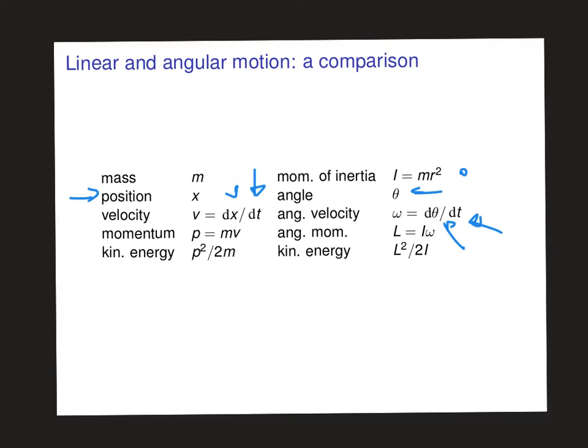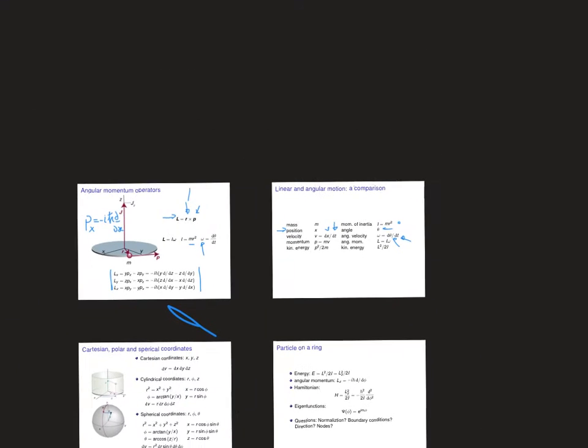Kinetic energy, p squared divided by 2m. Kinetic energy, L squared divided by 2I. Okay, so this is just a quick way of remembering it, and so you only have to remember mass becomes moment of inertia, position becomes angle, and everything else will just follow by what you know from the linear motion. Only problem here is that things become a bit more complicated when we go to 3D, and we will see it later on. Okay, now let's go on.